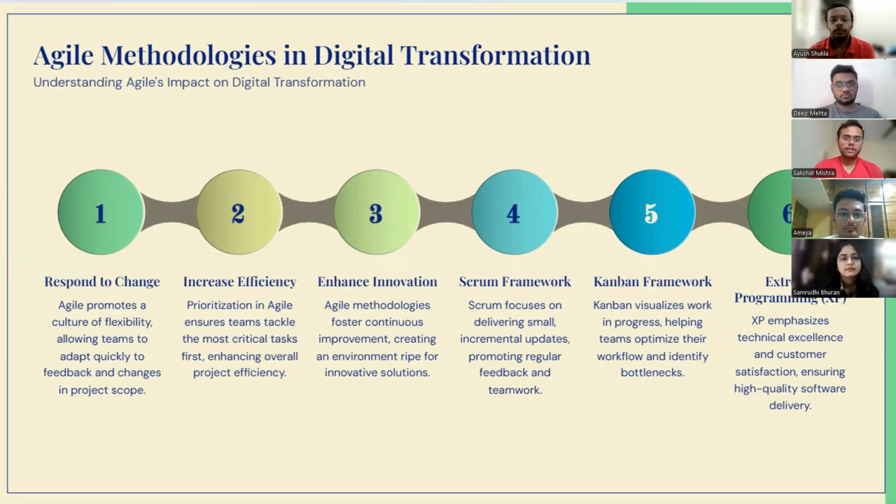Agile methodologies in digital transformation. To bring Agile into action, organizations use powerful methodologies like Scrum, Kanban, Extreme Programming. Scrum is structured teamwork and iterative progress, where Kanban is visual task management and streamlined workflows, and Extreme Programming is faster, high quality software development.